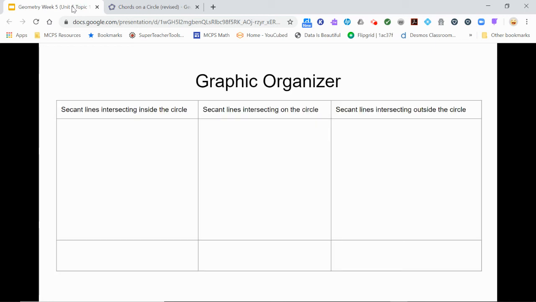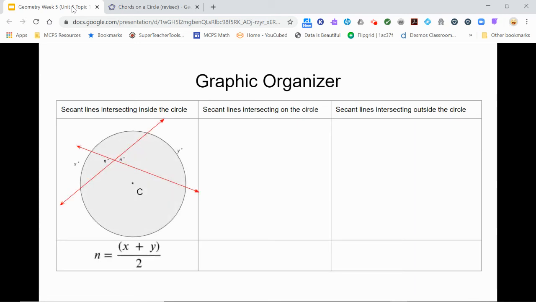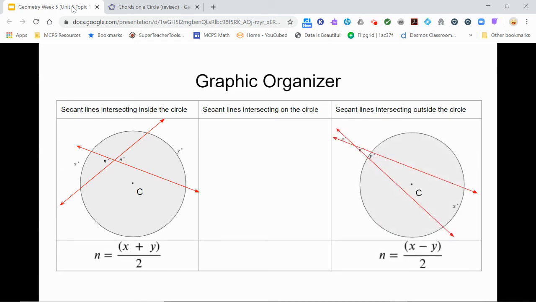Let's take a moment to reflect on three important relationships between the measures of arcs and angles formed by secant lines. As we do, pause the video as needed to complete the graphic organizer on your capture sheet. We see that when two lines intersect inside a circle, the angle formed is equal to half the sum of the measures of the intercepted arcs. And when the lines intersect outside the circle, the angle formed is equal to half the difference of the measures of the intercepted arcs.